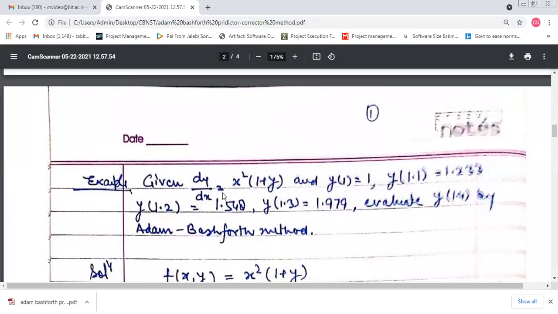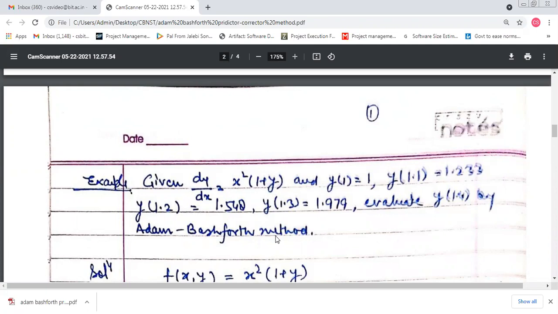Suppose dy/dx is given as x squared into (1 plus y), and the initial condition is x0 = 1 and y0 = 1, as well as some other values. y(1.1), y(1.2), y(1.3) are given, and you have to evaluate the value at y(1.4) by the Adams-Bashforth method.